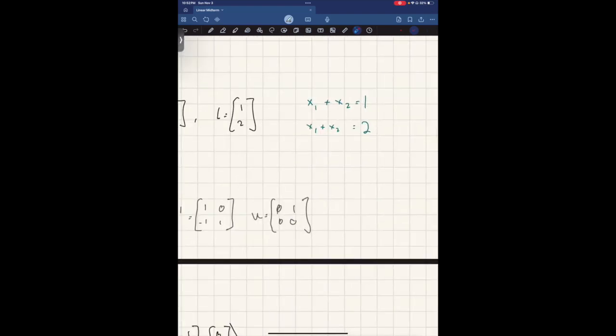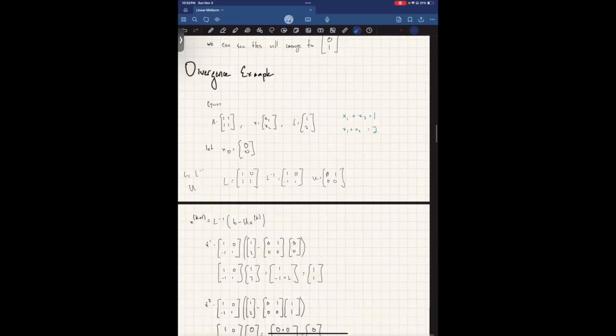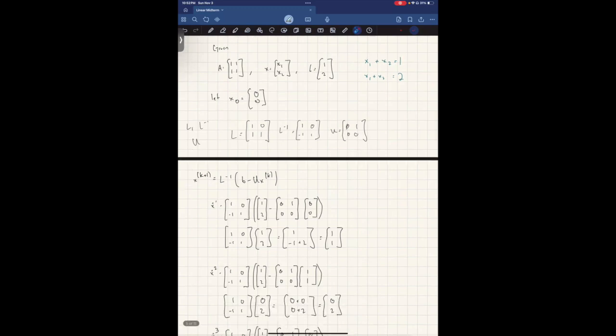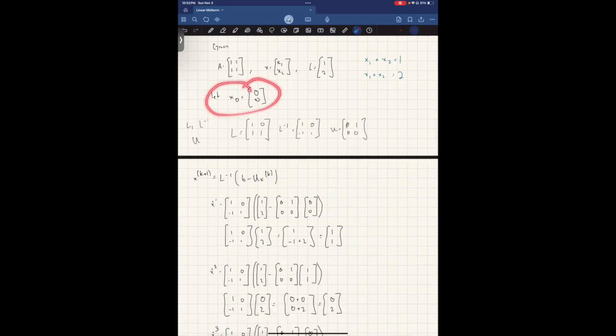Our equations are x1 plus x2 is equal to 1, and x1 plus x2 is equal to 2, which you see is never going to work, as the same equation cannot equal 2 different values. And so this would yield us a matrix A equal to 1, 1, 1, 1, X equal to x1, x2, and B equal to 1, 2. And we're going to let our guess stay the same. X0 is equal to 0, 0.